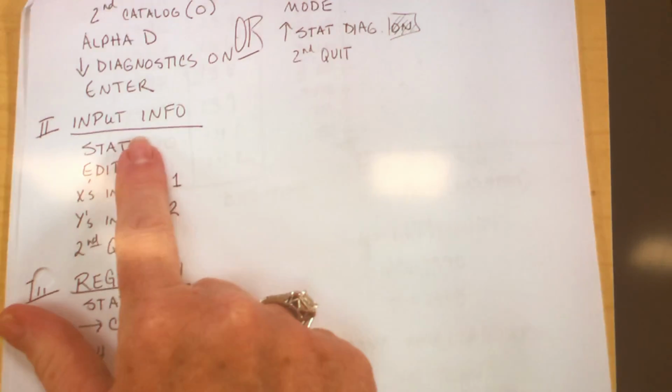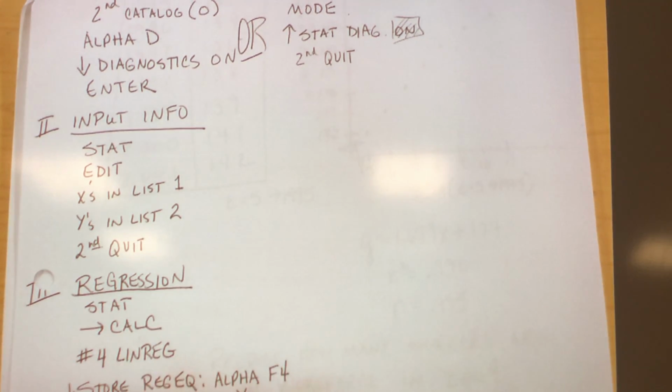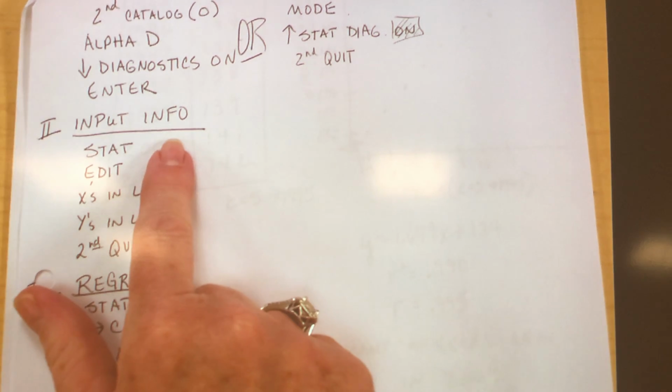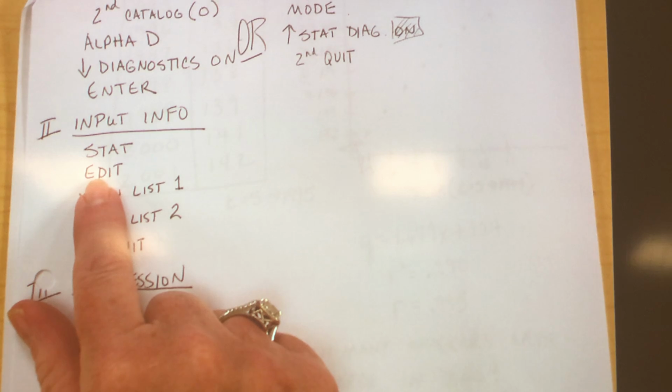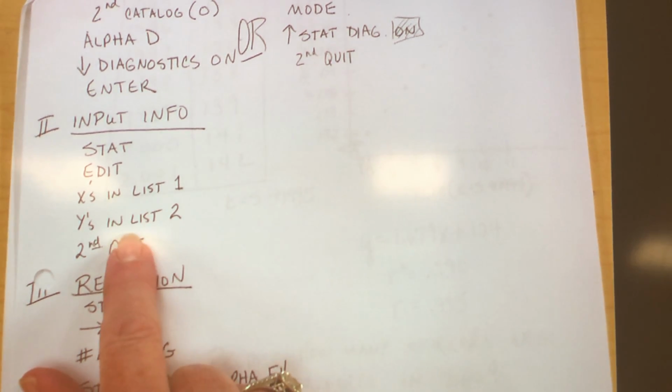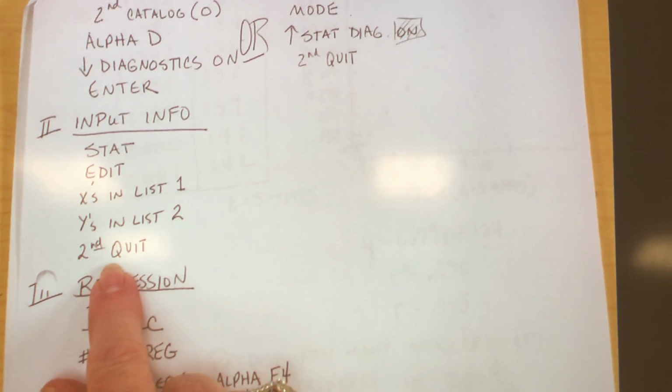The 2nd Roman numeral, this is the 2nd thing that you're going to do. You're going to input your info. So you're going to go to Stat, and edit. You're gonna put your X's in list 1, your Y's in list 2, and then you're gonna quit.